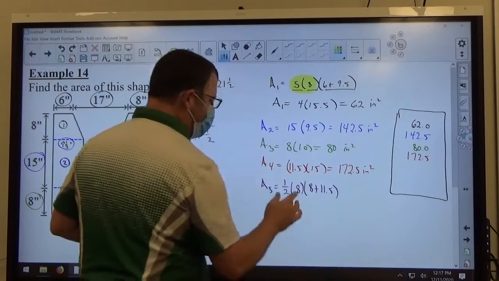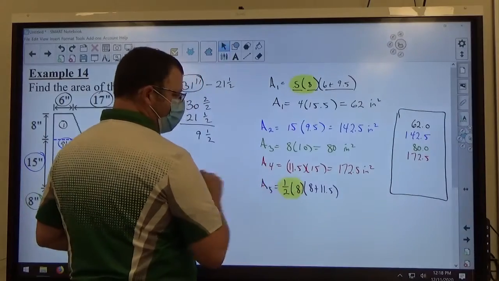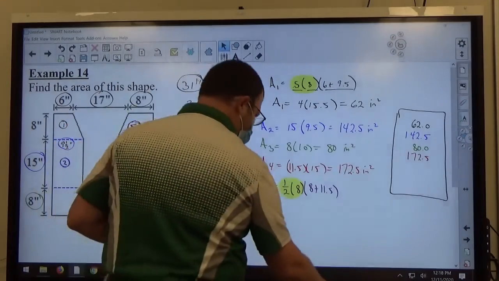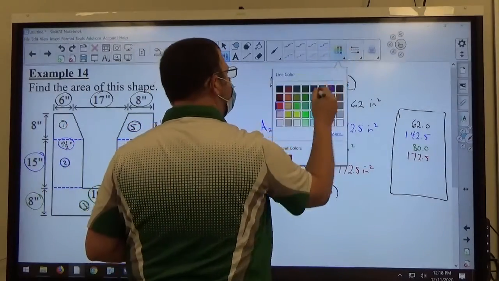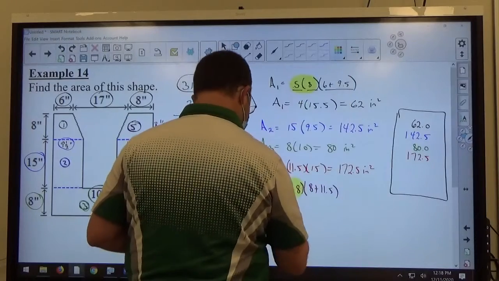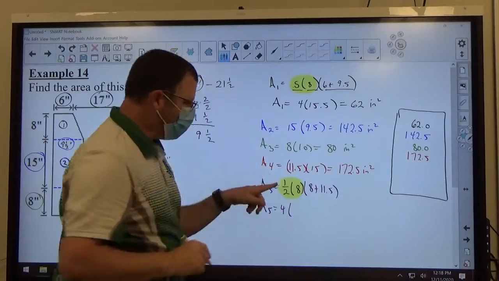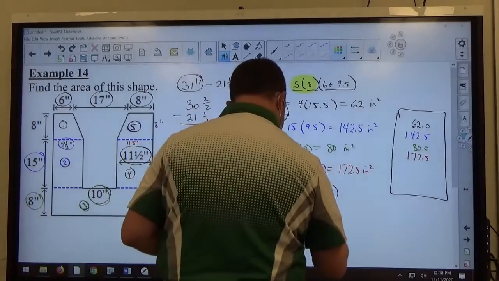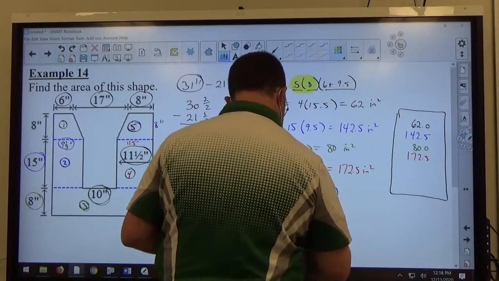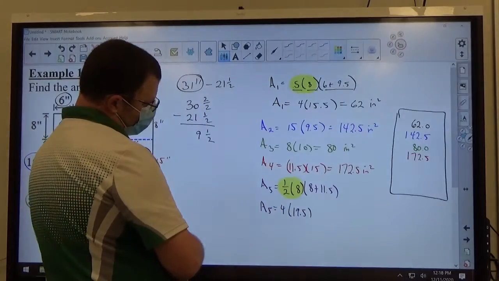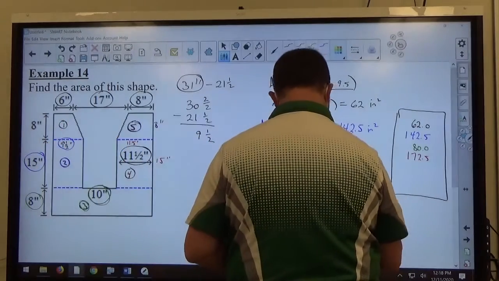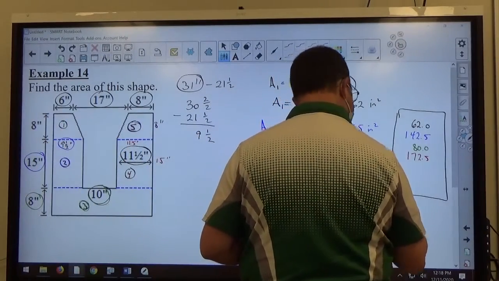Once again, I've got a couple numbers here that multiply. So I'm going to get a sub 5 is equal to 4. And then 8 plus 11.5 is 19.5. That is 76 plus 2, 78 inches squared.